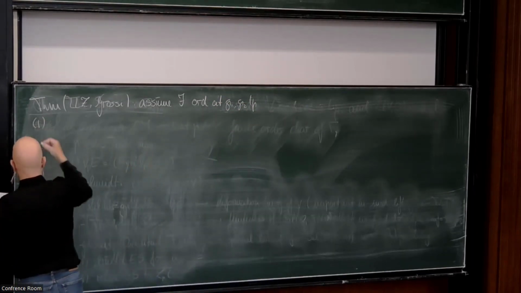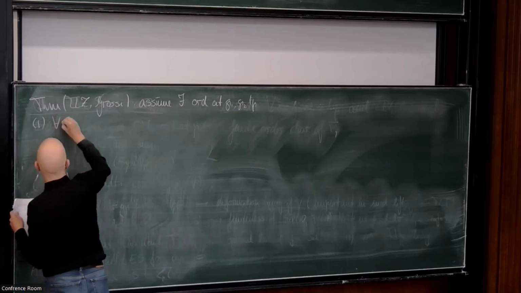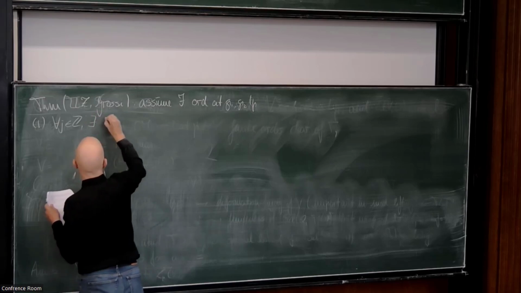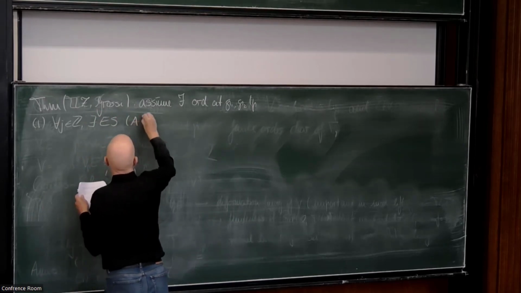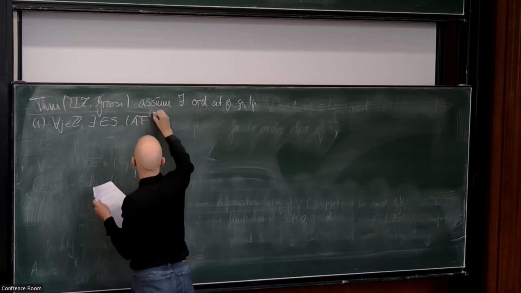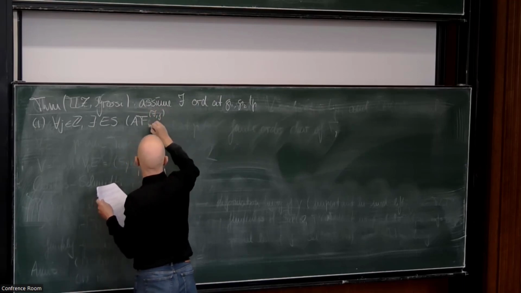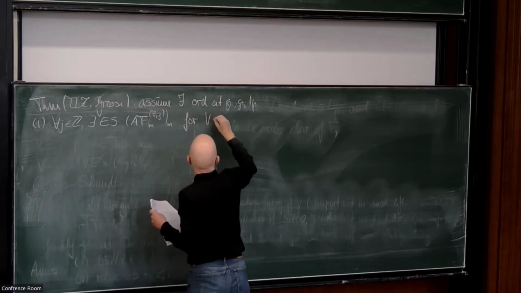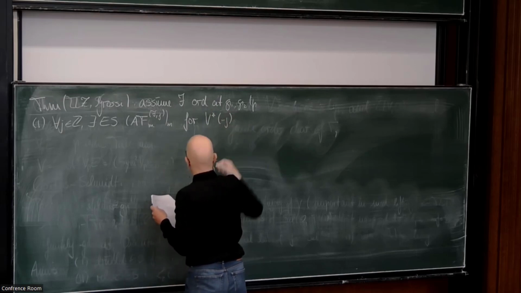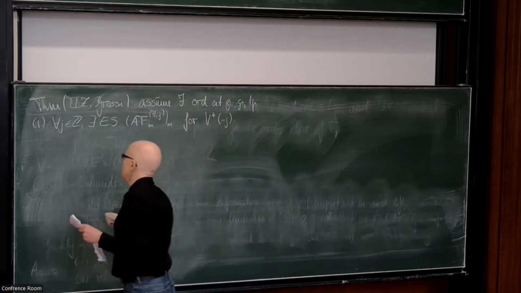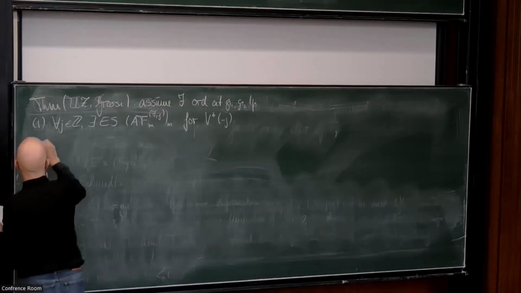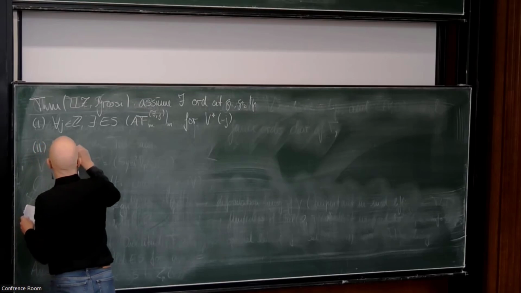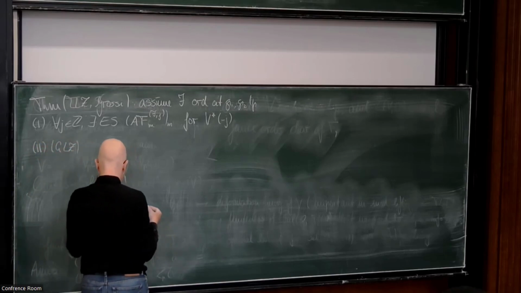Then firstly, there exists an Euler system for all j in Z, which is the Euler system of Asai-Flach elements attached to the pair F and j. For the representation, we take the dual of the Asai representation and twist by minus j. And then we have a second part of the theorem, which was work with Giada and David.